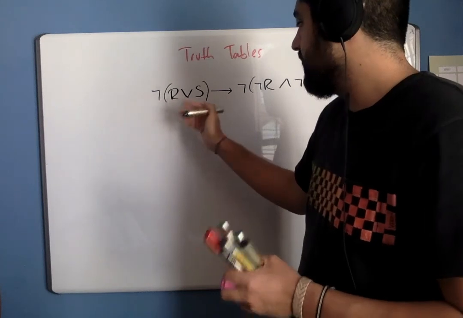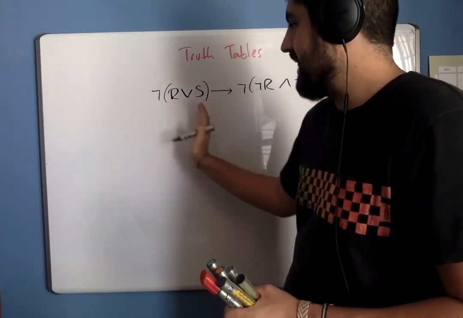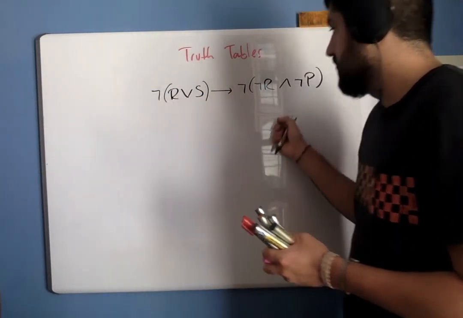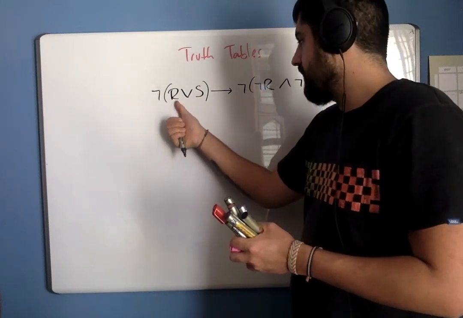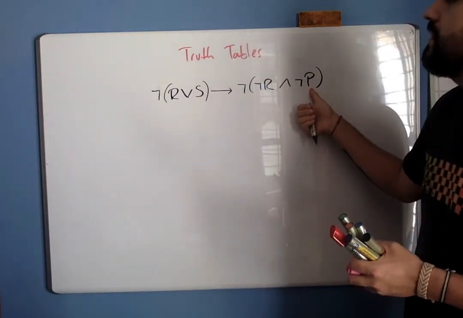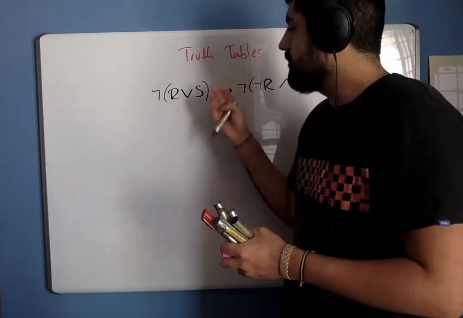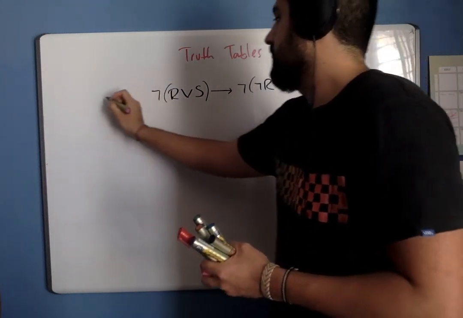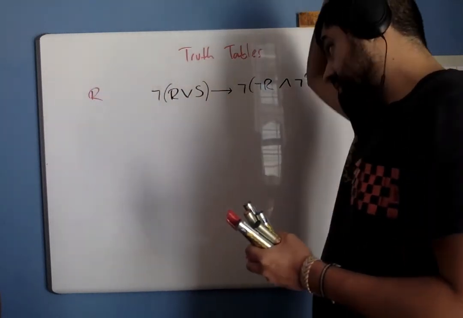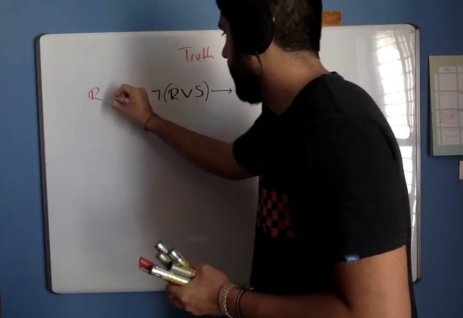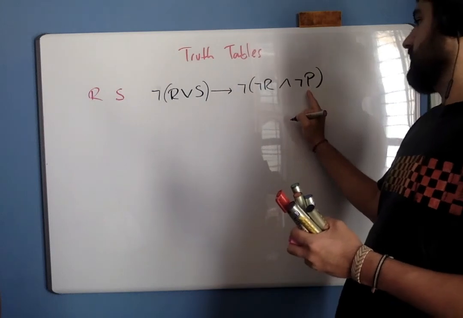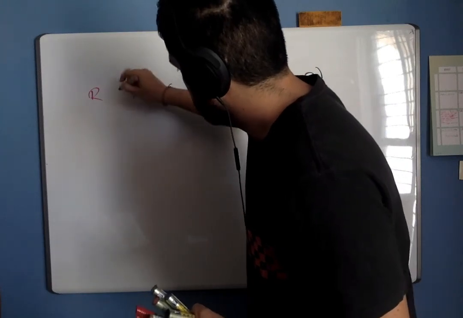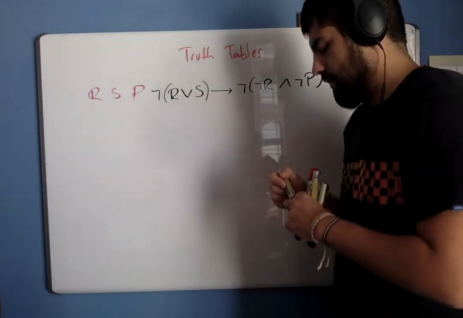The first step, remember always, is to write to the left of the expression the variables in the order that they appear in the expression. So we have variable 1 with R, 2 with S, and 3 with P. We are going to write these 3 variables to the left of the expression. The first one that appears in the expression is R, then the second one is S, and finally the last one is P.